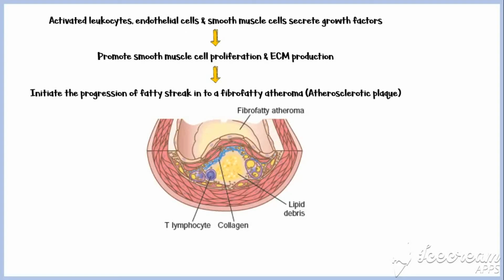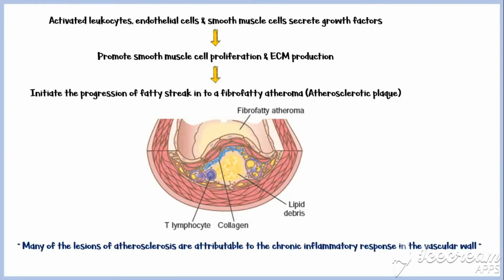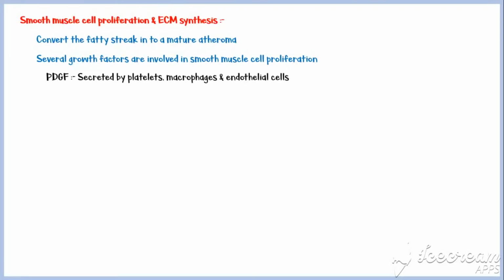So, as we have learned so far, many of the lesions of atherosclerosis are attributable to the chronic inflammatory response in the vascular wall. As mentioned in the previous slide, smooth muscle cell proliferation and extracellular matrix synthesis converts the fatty streak into a mature atheroma. Several growth factors are involved in smooth muscle cell proliferation, including platelet-derived growth factor, which is secreted by platelets, macrophages, and endothelial cells, fibroblast growth factor, and transforming growth factor alpha.